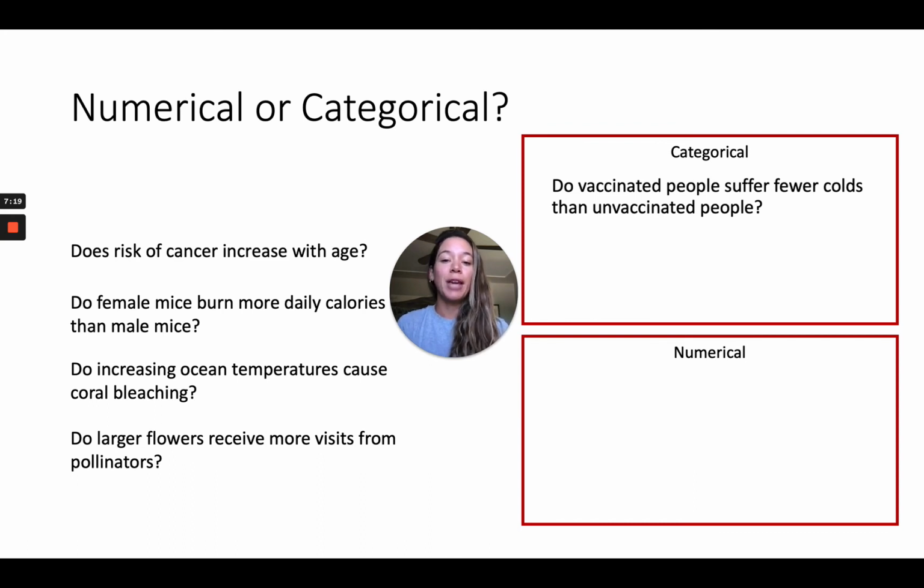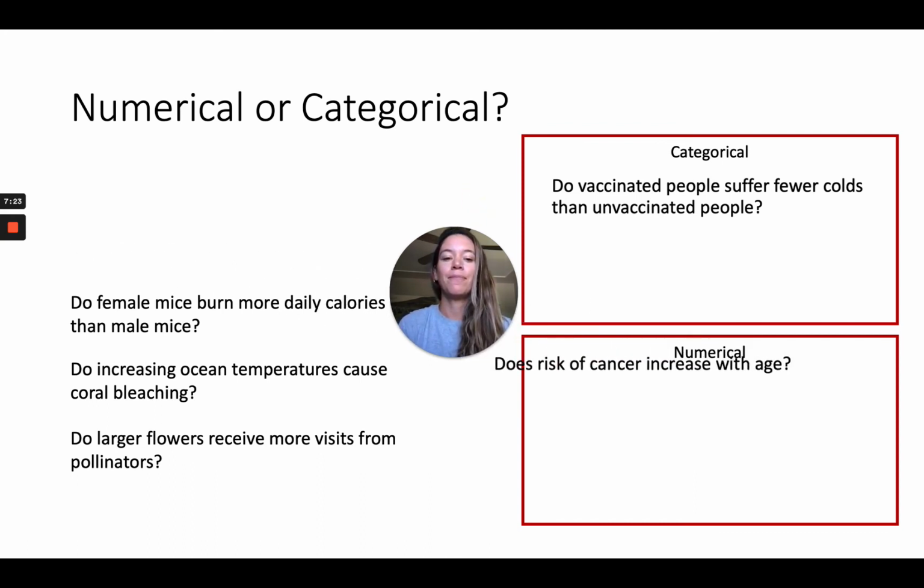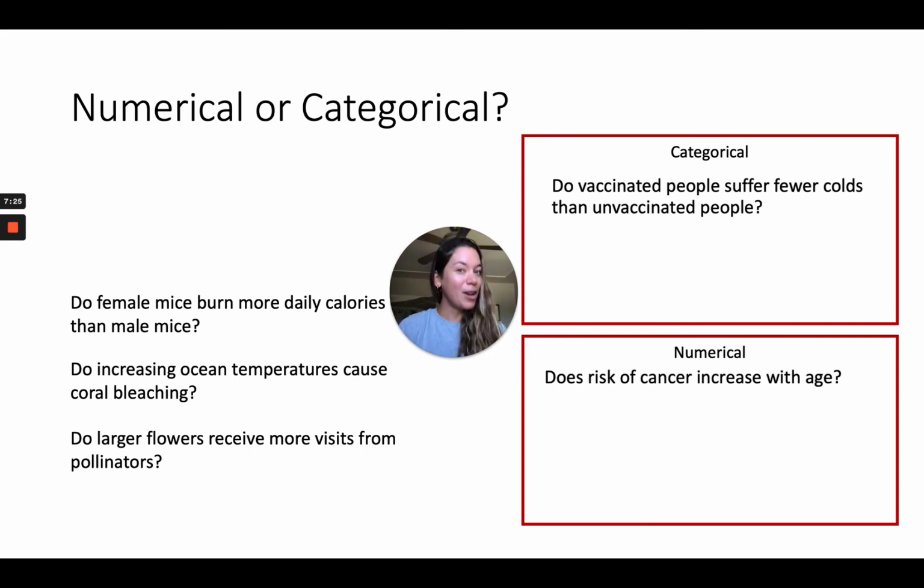Does the risk of cancer increase with age? If you chose numerical data, then you are correct. Here, the key thing is looking at the independent variable, which would be age. As age changes, do we see an increase in the risk of cancer?